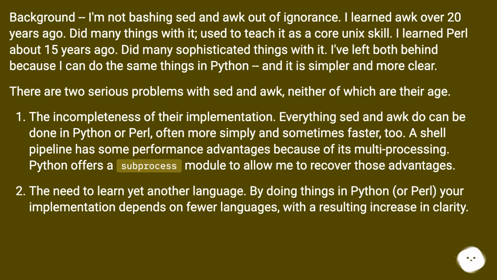There are two serious problems with sed and awk, neither of which are their age. The incompleteness of their implementation. Everything sed and awk do can be done in Python or Perl, often more simply and sometimes faster, too. A shell pipeline has some performance advantages because of its multiprocessing. Python offers a subprocess module to allow me to recover those advantages. The need to learn yet another language. By doing things in Python or Perl, your implementation depends on fewer languages, with a resulting increase in clarity.